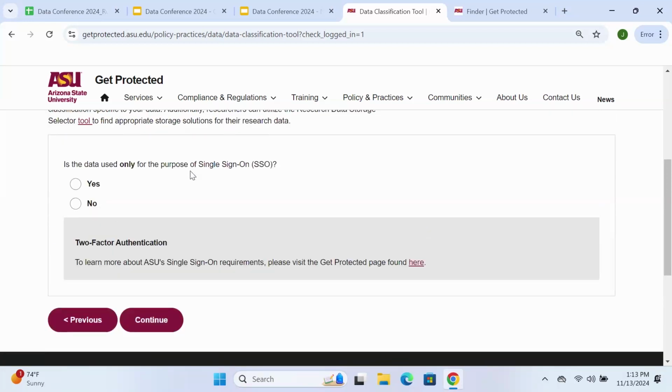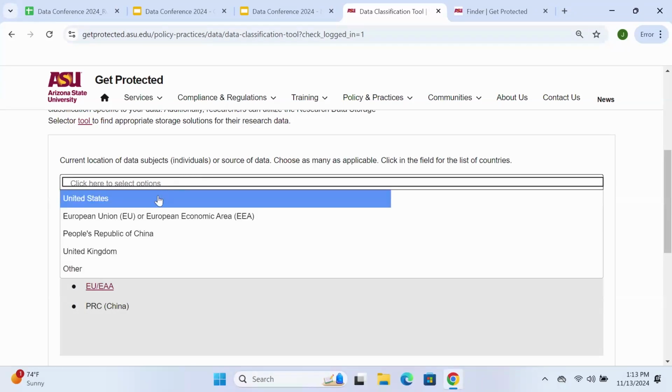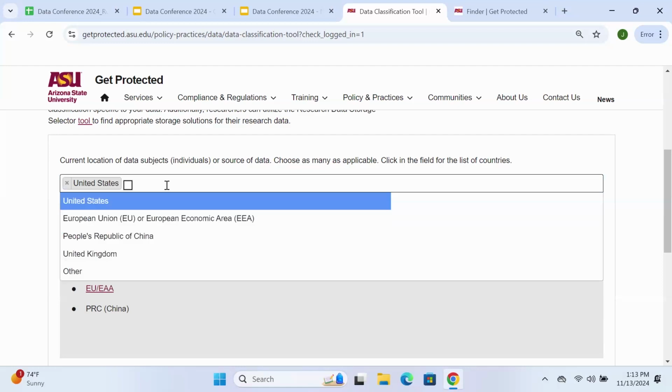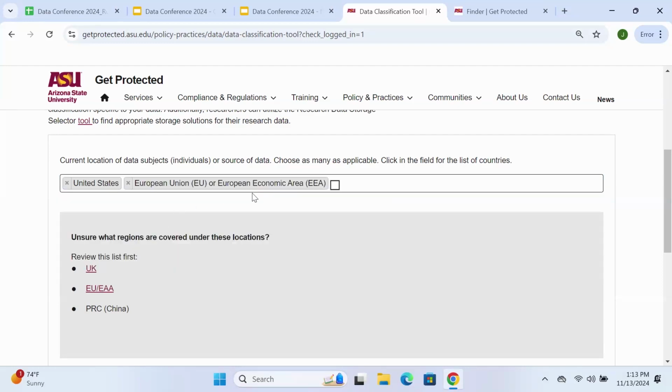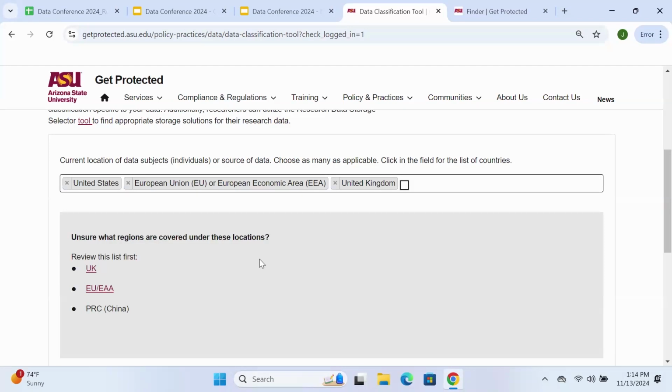Is it used only for the purpose of single sign-on? We do have an exception in our data handling standard for just the use of single sign-on. The libraries use this quite a bit. But no, it has some other data, so it's not just used for single sign-on. Now we say, what is the source of these individuals' data? So yes, the US, and let's say I've got some people in the European Union and maybe the United Kingdom.